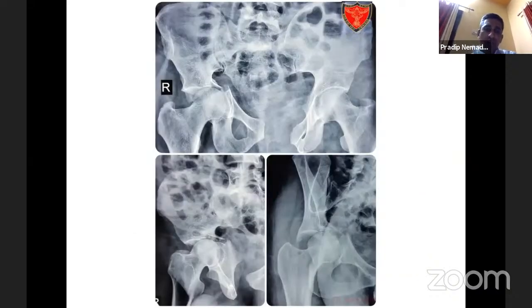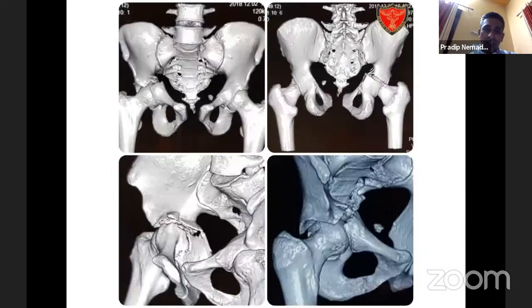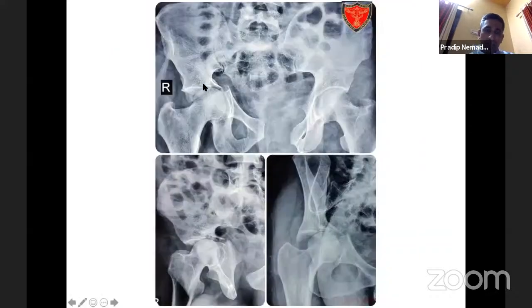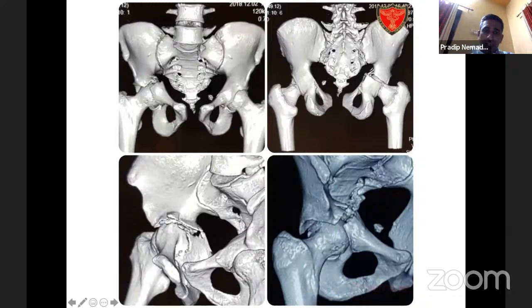Now, this is a relatively younger patient, a around 60-year-old male farmer. And he had this T fracture with impaction again. This is a small impacted fragment as opposed to the other case. And then this is a T fracture. He had a sacral fracture on the other side as well with symphyseal disruption.